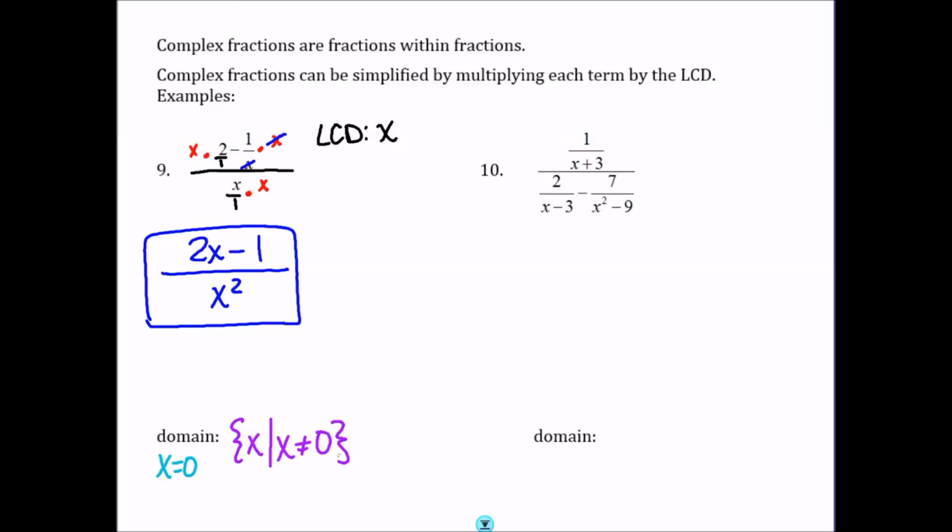Number 10 is a little bit more complicated. We have 3 fractions all put together in one fraction. We have 1 over x plus 3 over 2 over x minus 3 minus 7 over x squared minus 9. Again, we want to make sure that we factor all of the denominators. So x squared minus 9 can be factored as x minus 3 times x plus 3.